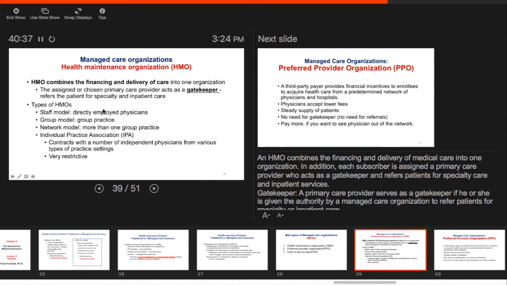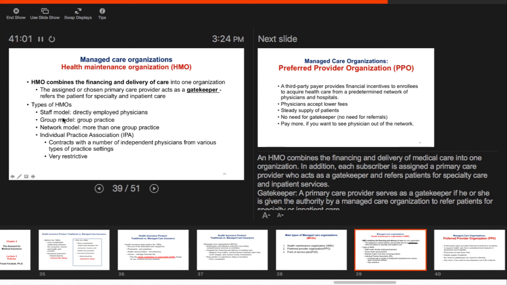So any specialty or inpatient care should basically be referred by that gatekeeper, the primary doctor, who acts as a gatekeeper. So it's a very restricted form, the most restricted type of managed care organization.